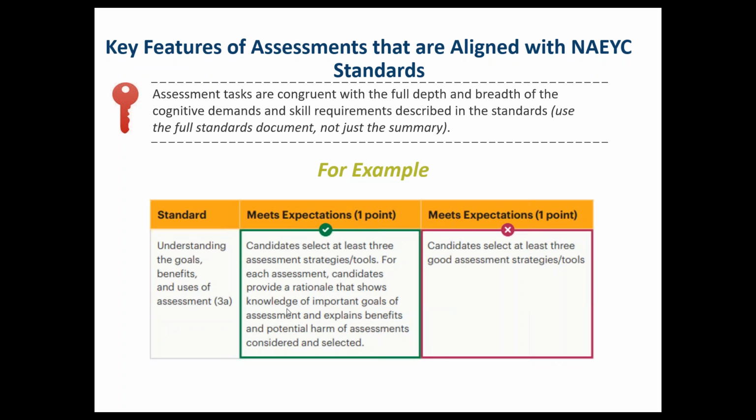And this gets at the example that I was talking about earlier, where in the red box here, this is a really quantitative measure: that the candidate selects 3 good assessment tools. And really what we want to think about is making sure that the rubric is asking them to not just select 3 assessment tools, but to talk about the rationale, the goals of the assessment, and to demonstrate that they know the benefits and harms of the assessment, in order to get at the full breadth and depth of 3A, for example.